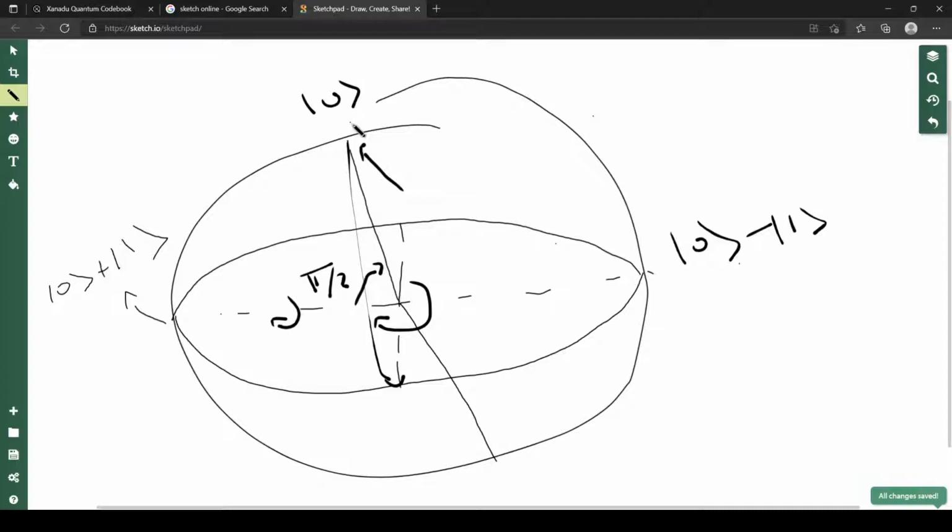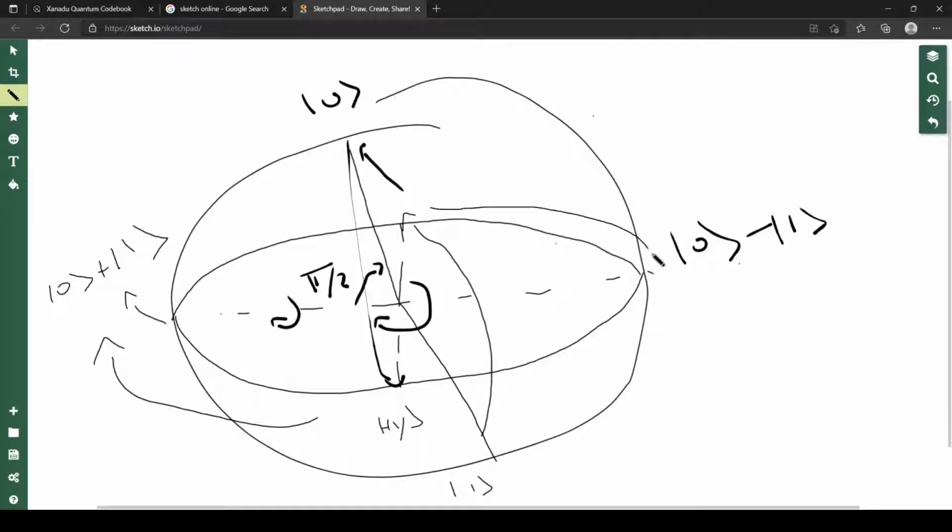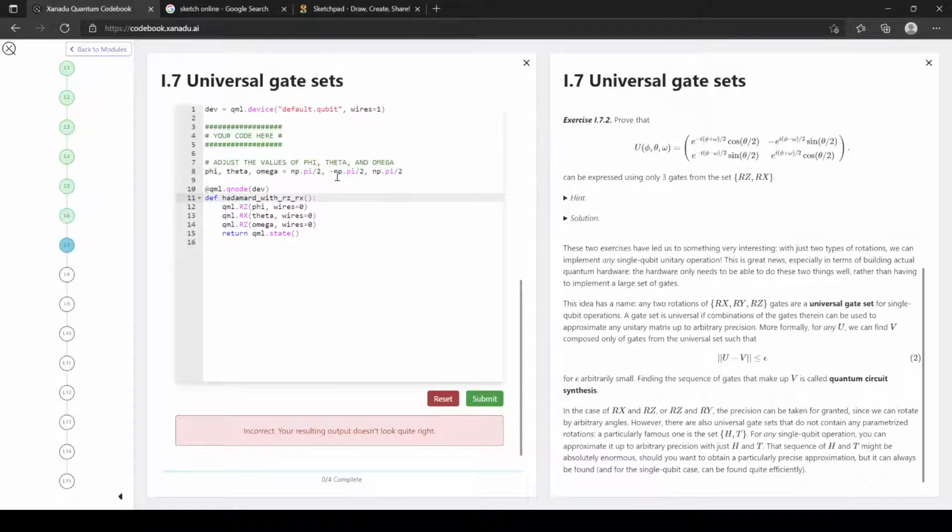For 0, right, the RZ gate at first does nothing. The RX gate maps it to this state, pi over 2, which is just the plus y. And then the RZ maps it over here. So it works in that case, but now we need to think about, maybe let's think about the one case. RX maps it up to here, maps over to here. That seems right.